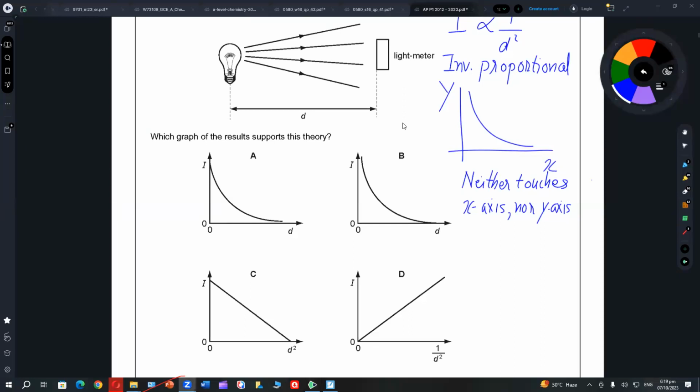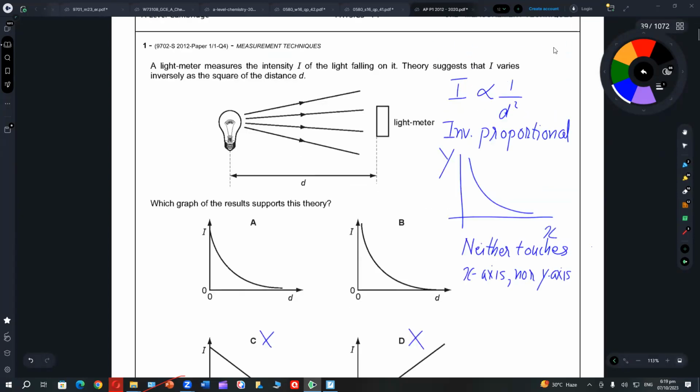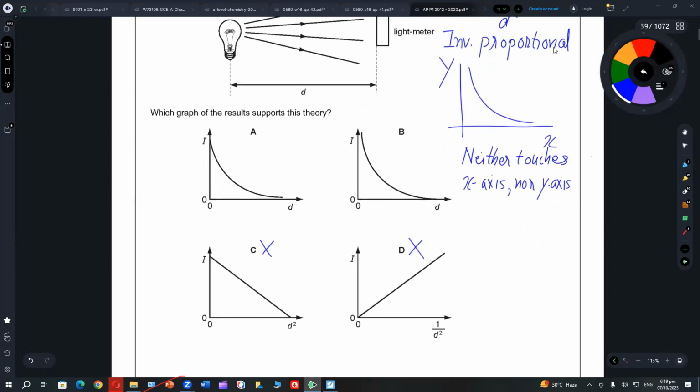So, yes, some people got it right. Other people should also contribute what answer should be there. Now, remember, this graph cannot touch the x-axis, inverse proportionality graph, and it cannot touch the y-axis. C and D are out of question because they are straight lines. Read the notes and then answer for me. What is the answer, A or B?